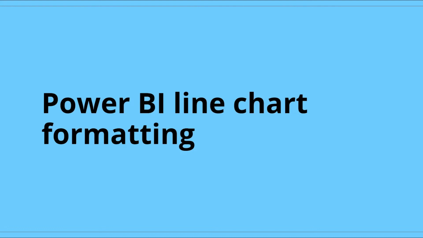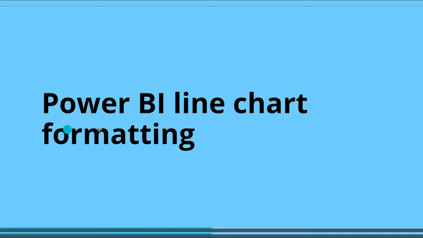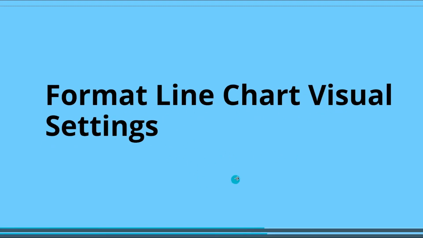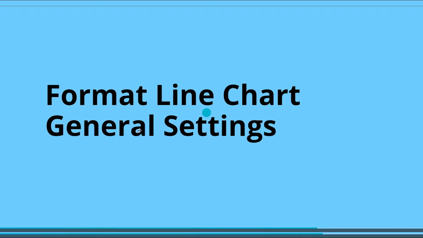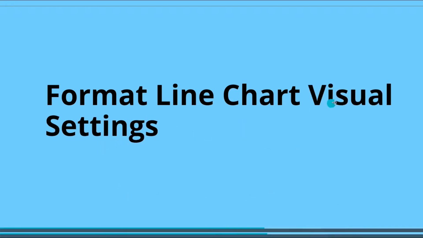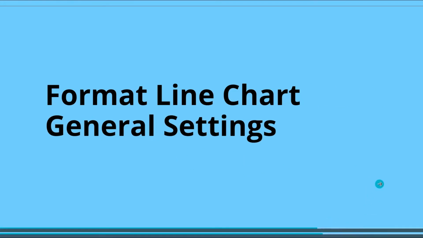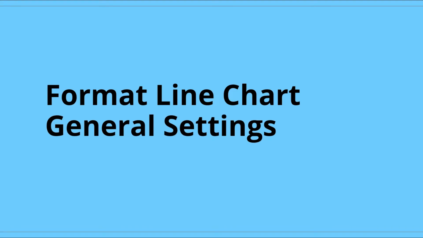Formatting the line chart contains altering the title text, title position, data labels, tooltip, and the line colors, etc. Under the Power BI line chart formatting, there are two tabs presented. One is formatting the line chart visual settings and another one is formatting the line chart general settings. Visual and general, these are the two things presented under the format options in the line chart. So now we will see how to format the line chart.